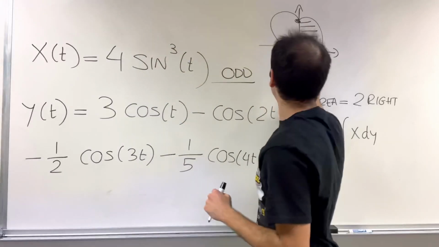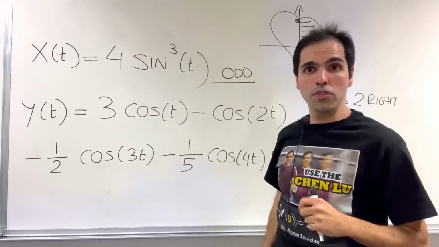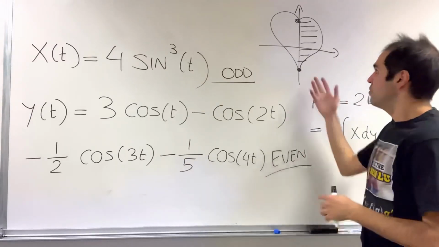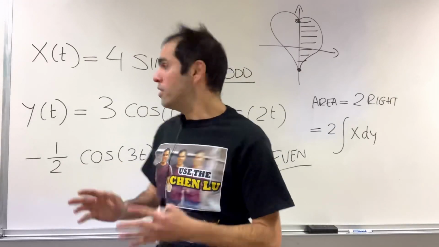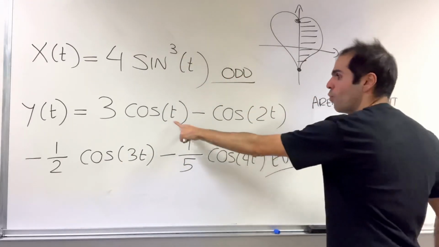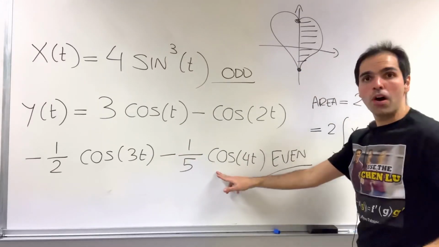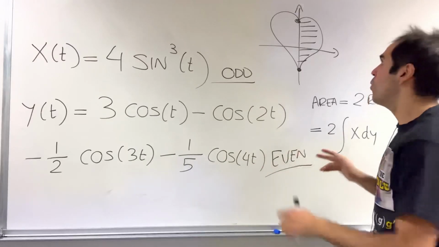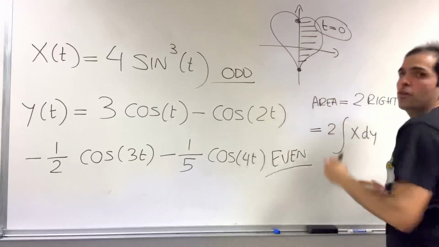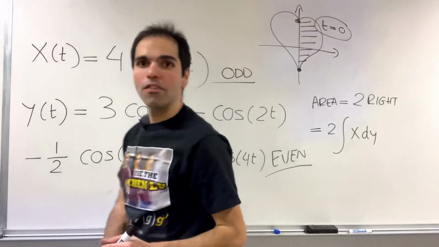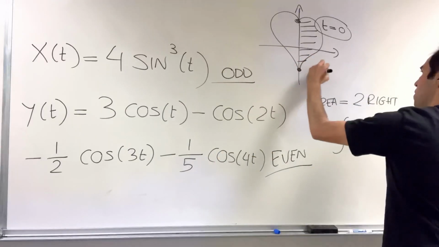First of all, notice this happens when x is 0. So t is multiples of pi, which gives you the suspects 0 and pi. But notice for 0, y is 3 minus 1, 2, minus some smaller numbers. So at 0, y is positive, meaning that 0 corresponds to the north pole of the heart, and pi corresponds to the south pole.